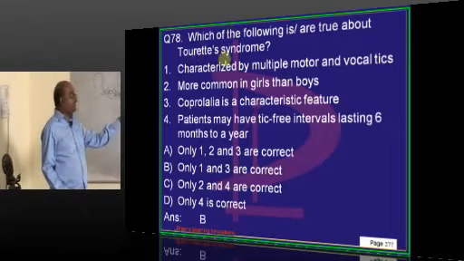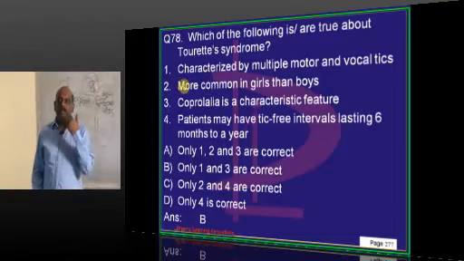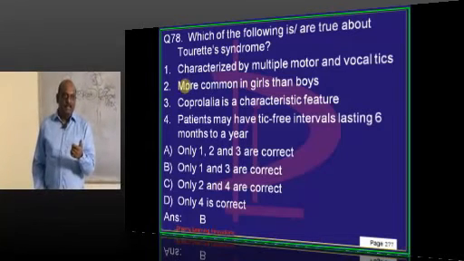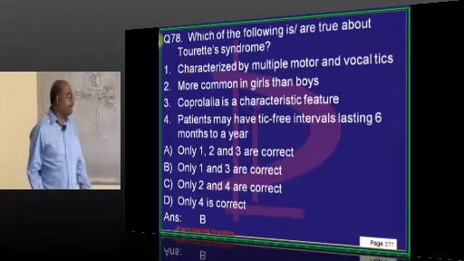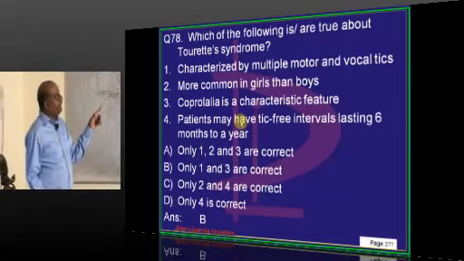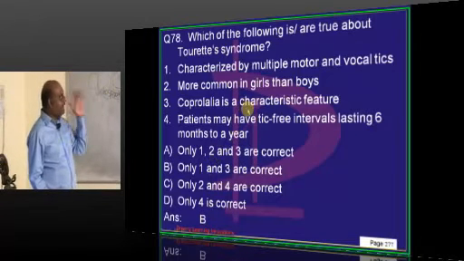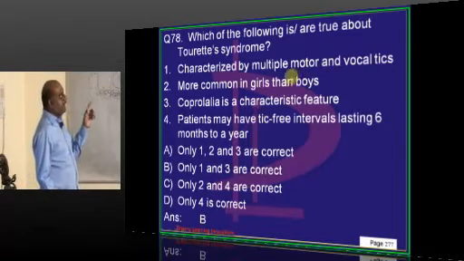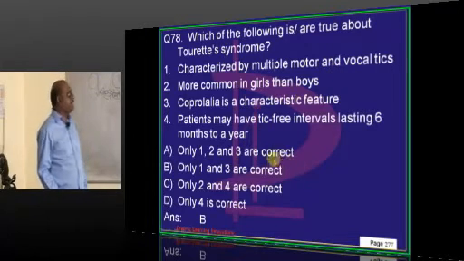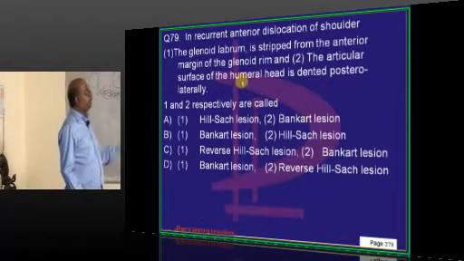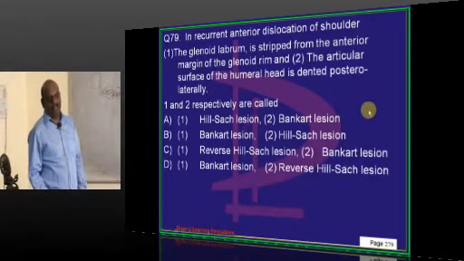What is meant by Tourette syndrome? Tourette is basically what? Multiple tics. Patients will start giving obscene words. What is it called? Coprolalia can be part of the tics of the patient. So it is more common in the boys rather than in the girls. Vocal tics and multiple motor tics will be there, and patient will have coprolalia as a characteristic feature is what you need to understand.